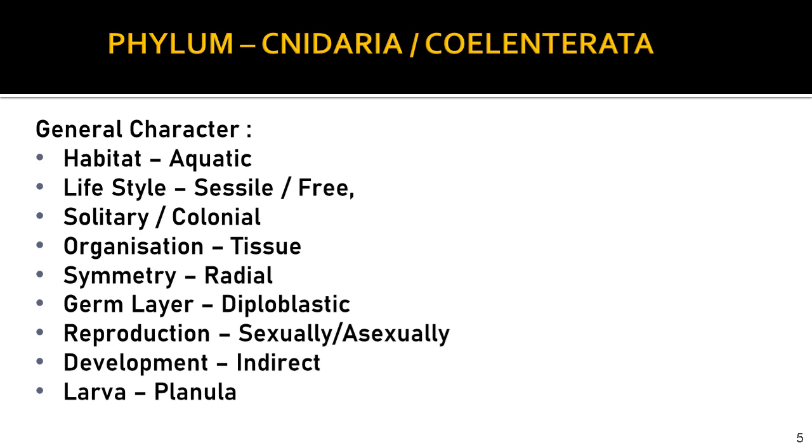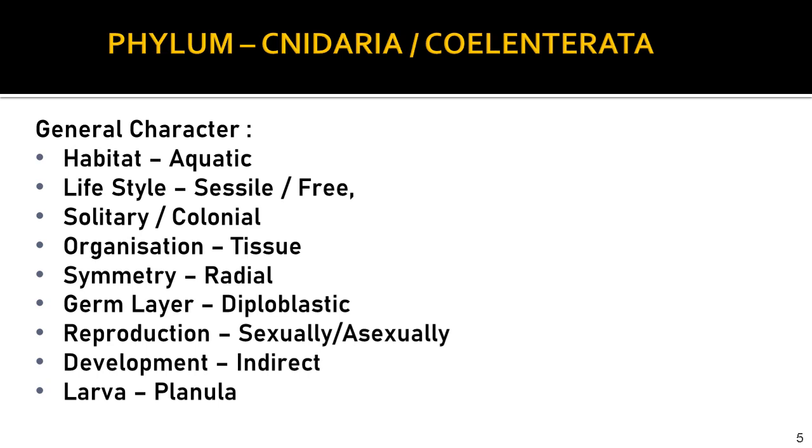Okay. Next one, organization. Several types we have seen in the previous sessions. Based on that, kingdom Animalia will be classified. That is cellular type, tissue type, organ type, as well as organ system type, right? Based on these four, this kingdom Animalia we have classified. Especially PHYLUM-CNIDARIA is tissue grade, which means the body is not formed even as organs, the body is made up of tissue. Is it clear?